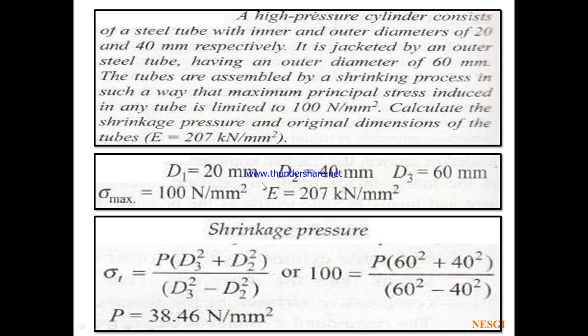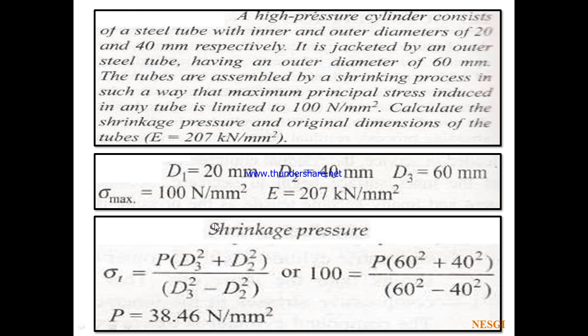First of all, given data is D1 is 20 mm, D2 40 mm, D3 60 mm. Maximum stress or allowable stress is 100 Newton per mm square. Young's modulus is 207 kilonewton per mm square. So here we need to find the original dimensions. Calculate the shrinkage pressure and original dimensions. Okay. So first we have to find the shrinkage pressure. Then only we can find the original dimensions.